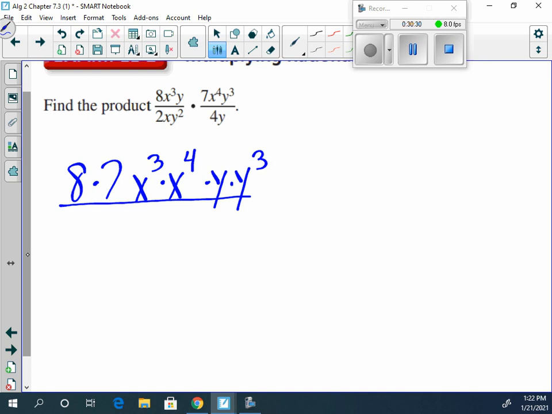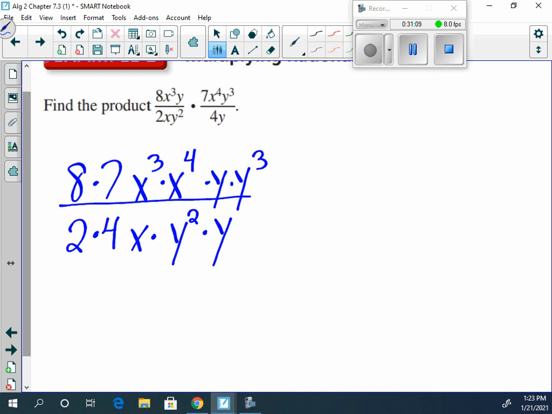Now the denominators will be multiplied together. So our 2xy squared is going to be multiplied by our 4y. Those two will be multiplied together. And if we multiply our like terms, well, 2 and 4 are like terms, so they would be multiplied together. Well, there's only x, so there's no other like terms with x, so it's just by itself. And then we'll have y squared times y. Those would be like terms. Any questions on this so far?